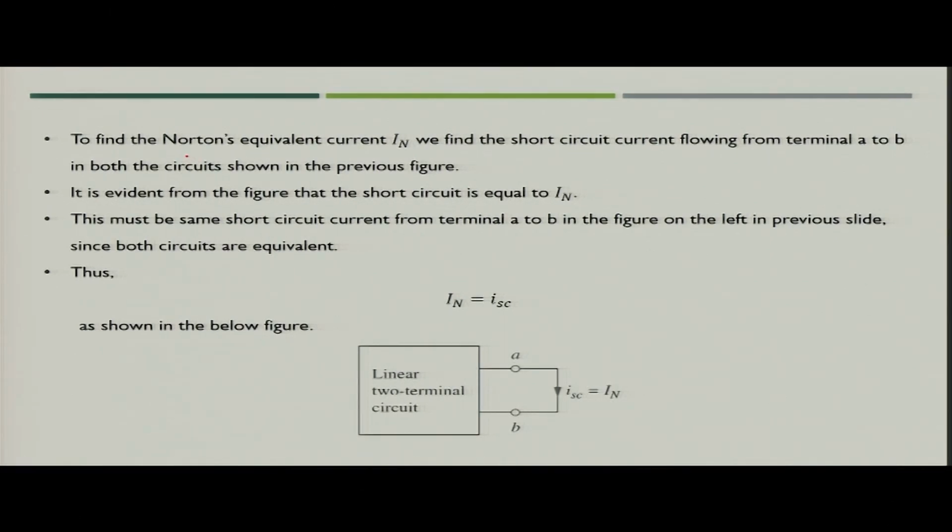Now, how will we find the Norton's equivalent current? We will find it by carrying out a short circuit test on the network given to us. If this is a two terminal linear circuit, we have to short circuit these two terminals and measure the current, that is, the short circuit current. When we find the short circuit current, we will come to know that it is nothing but the Norton's current. How?